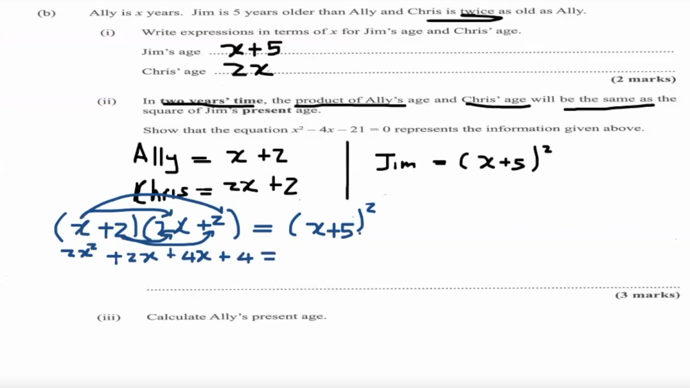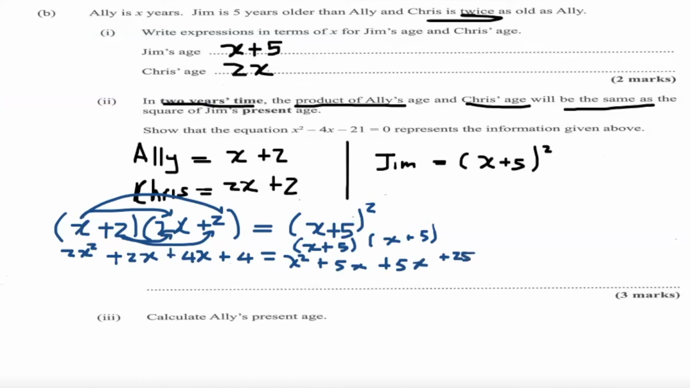Over this side, x plus 5 all squared is the same thing as x plus 5 times x plus 5. That's what x plus 5 all squared means. So expanding it, x times x, that's x squared. X times 5, that's 5x. 5 times x, that's 5x. And 5 times 5, that's 25.